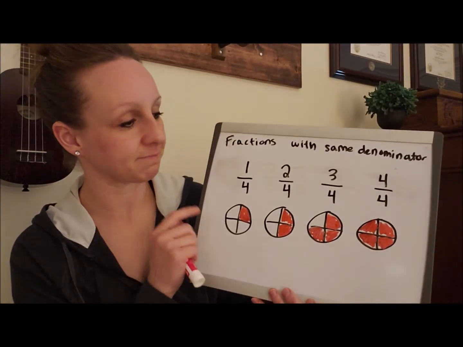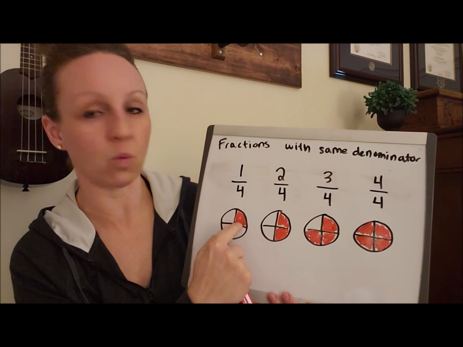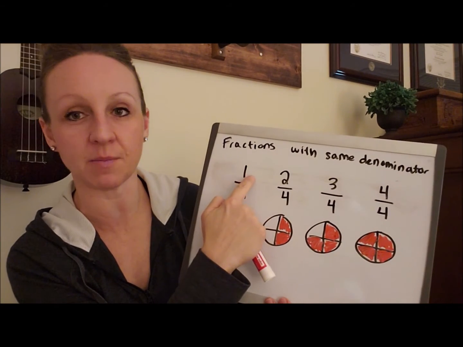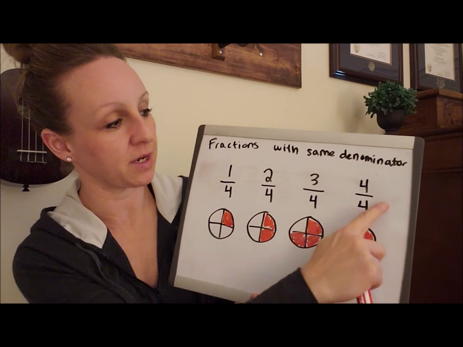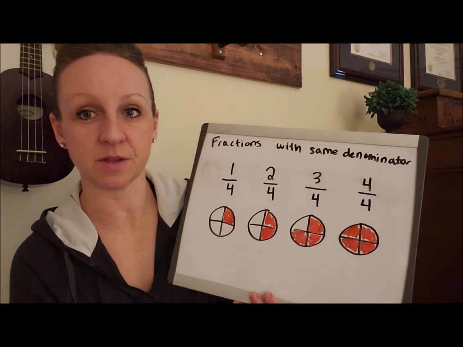As you can see, I've shaded in 1 out of 4 here, so I've got the smallest number on the top up here. And over here, I've shaded in 4 pieces, and the biggest number on the top is over here.